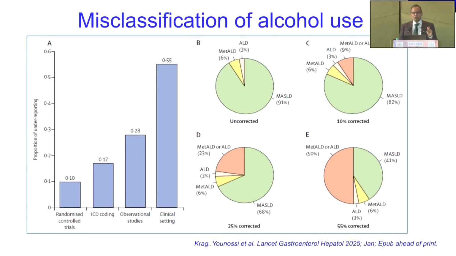And that becomes even more difficult because patients don't report alcohol use accurately. Patients have a recall bias about alcohol use. And the slide on the left shows you, even in clinical trials, the misclassification based on the amount of alcohol use. You can go from MASLD to MET-ALD and MET-ALD to ALD and vice versa, about 10% of the time. In the clinical setting it is about 55%. Very nice editorial by Alexander.